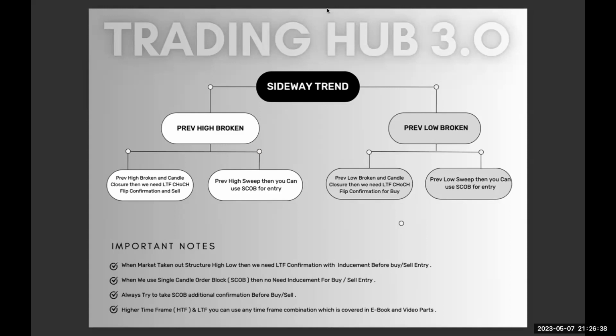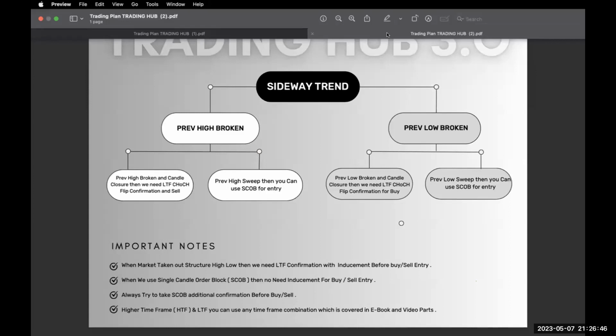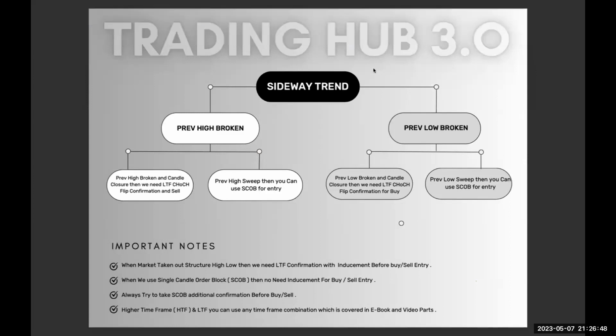So this is our counter trend, this one. This is our sideways move in a ranging market. When the market moves in a range and breaks the high or low, or just sweeps the high or low, in that case, how can you deal with it? Simply, you have to wait for it. Previous high broken, right? Previous high broken.